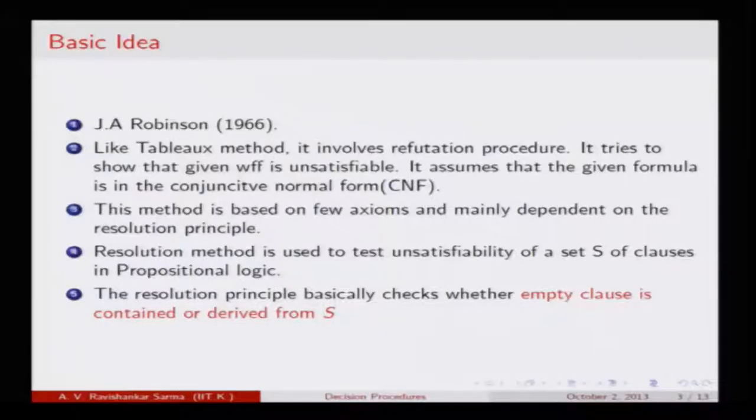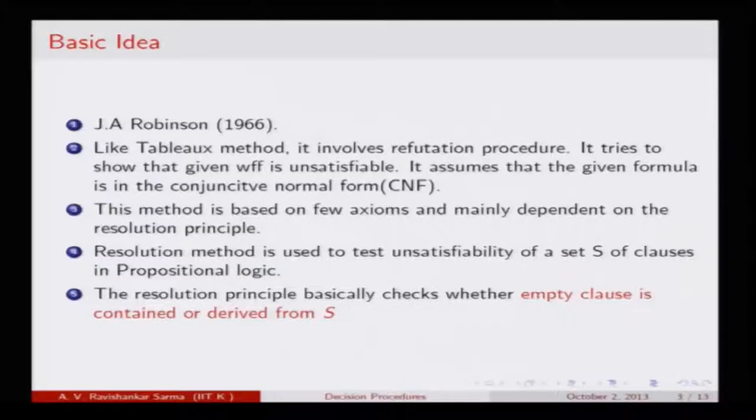But here what we will do is, given a formula in the conjunctive normal form, we will apply the resolution principle, which we will talk about in a while, and then we will derive some kind of contradiction, that is an empty clause. So this we will talk about in detail shortly. Now this method is based on very few axioms, so it won't involve as many axioms as in the axiomatic method, which we will talk about in the next few classes. It is mainly dependent on the resolution principle.